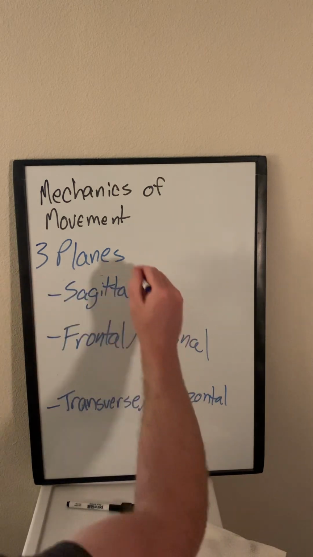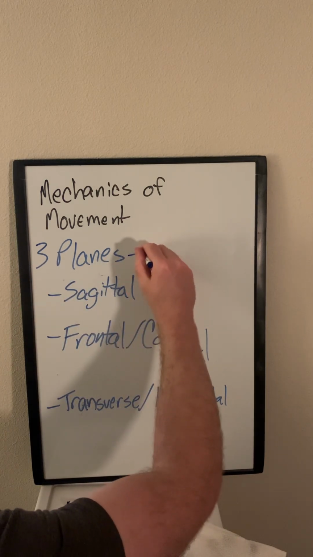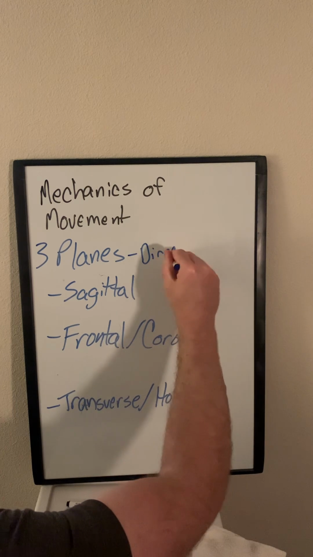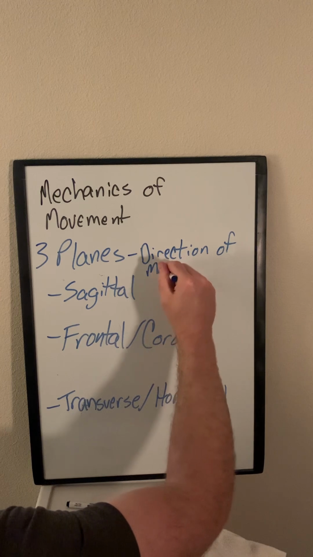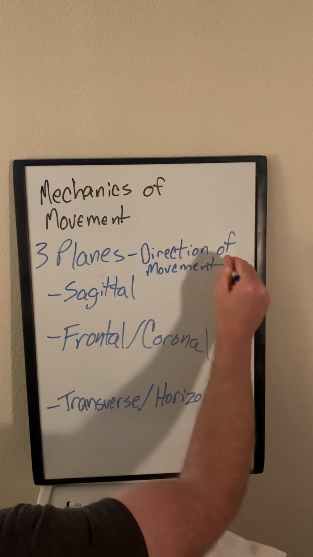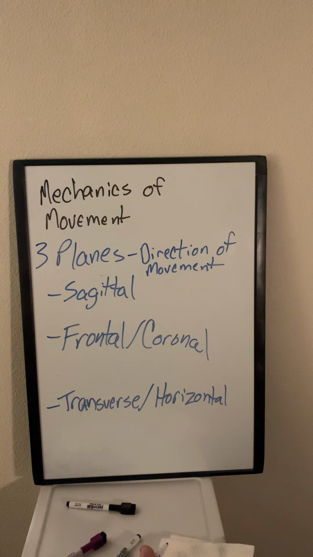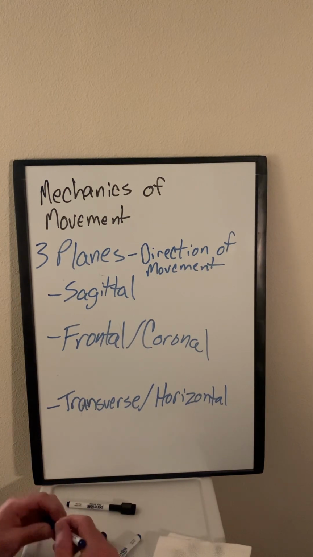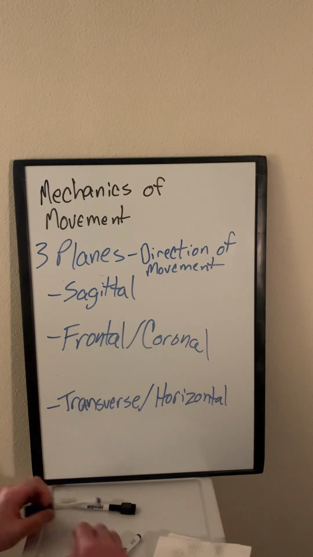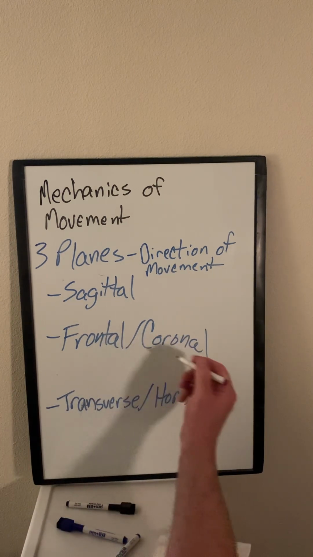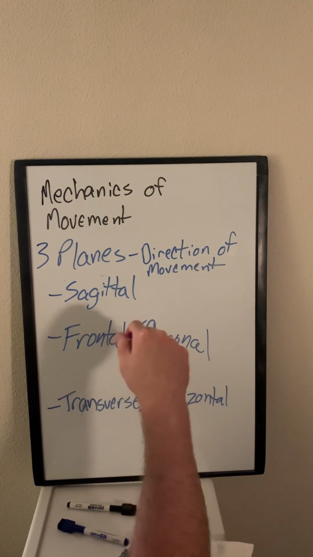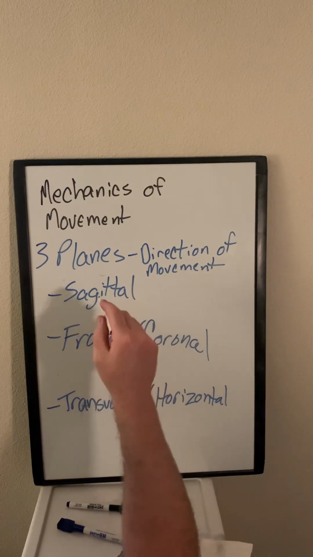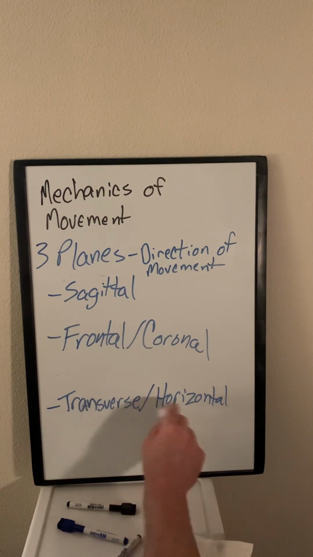And these are going to tell us the direction of movement for a particular joint. So your body can move in all 3 of these planes for different joints. So each one of these will correspond to certain joints in the sagittal plane, the frontal or the coronal plane, or the transverse or the horizontal plane.